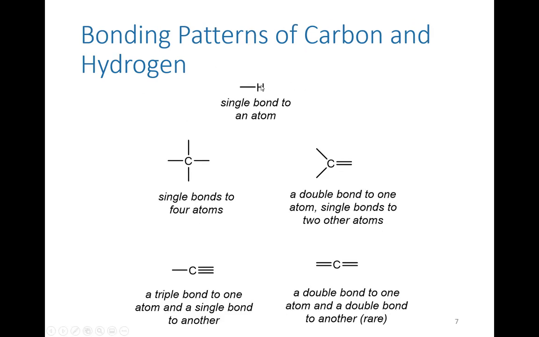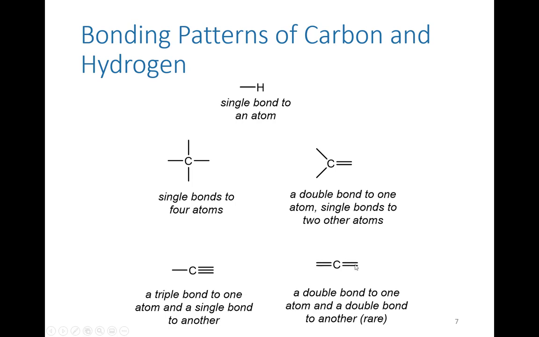So as we can see here, hydrogen will make 1 bond, and I haven't shown what it's bonded to over here. So this line is just representing a bond to some other atom. There are 4 ways in which carbon can make 4 bonds. It can make 4 single bonds. Carbon could make 2 single bonds and a double bond. It can make a single bond and a triple bond. And much less common is carbon making 2 double bonds.